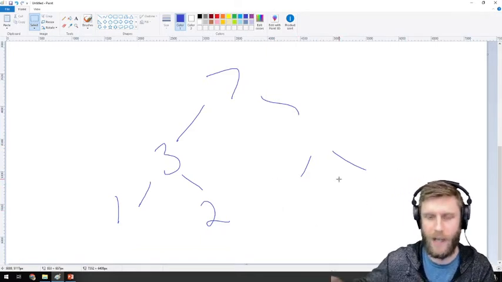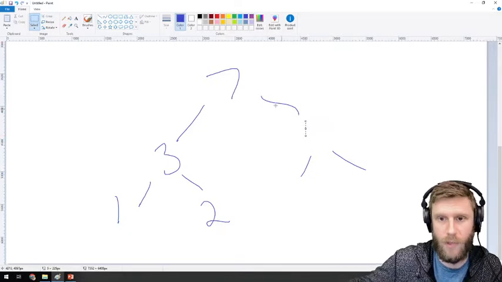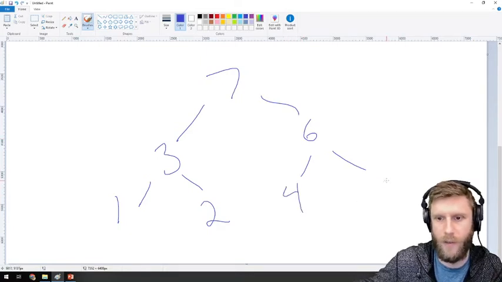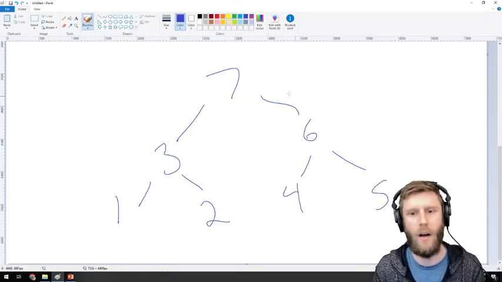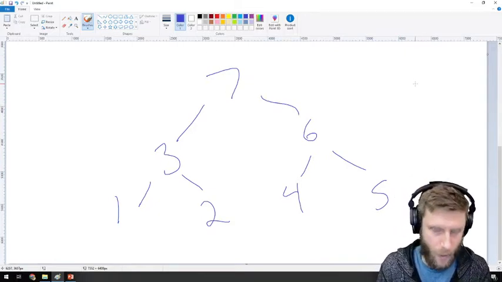I've ruined the idea of the max heap. This can be a 7, this can be 6. Nope, 6. And maybe this can be a 4 and this can be a 5. I don't know. All that matters is that it gets bigger as we go up.